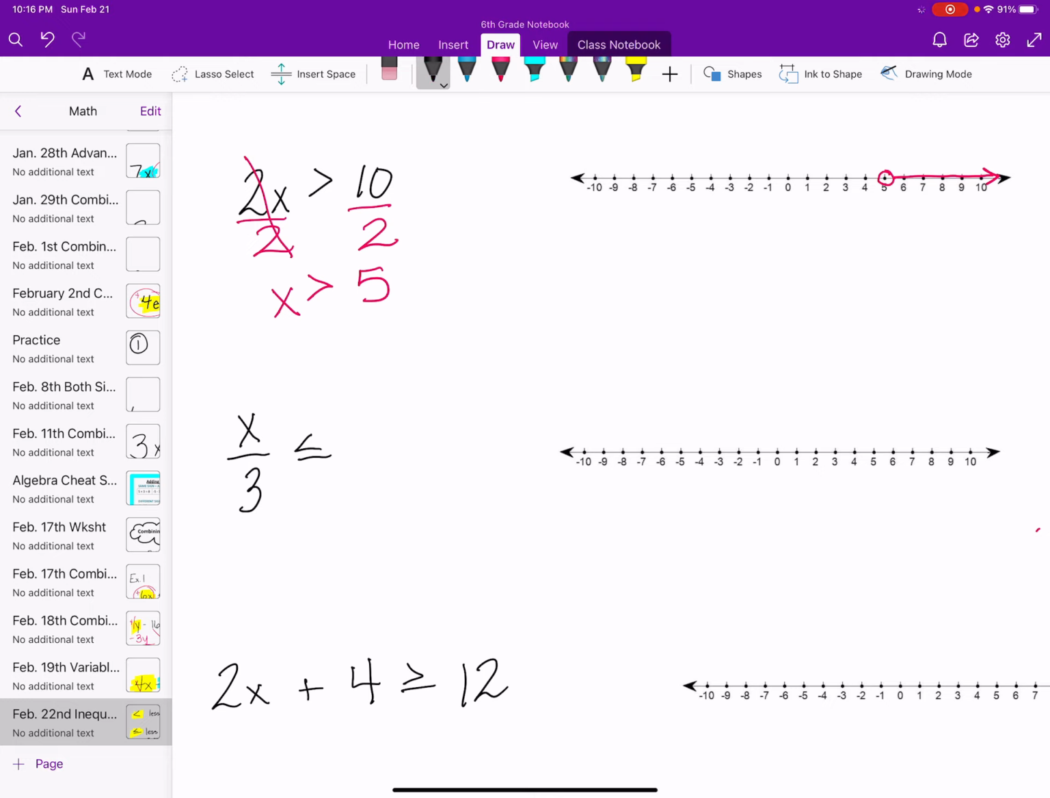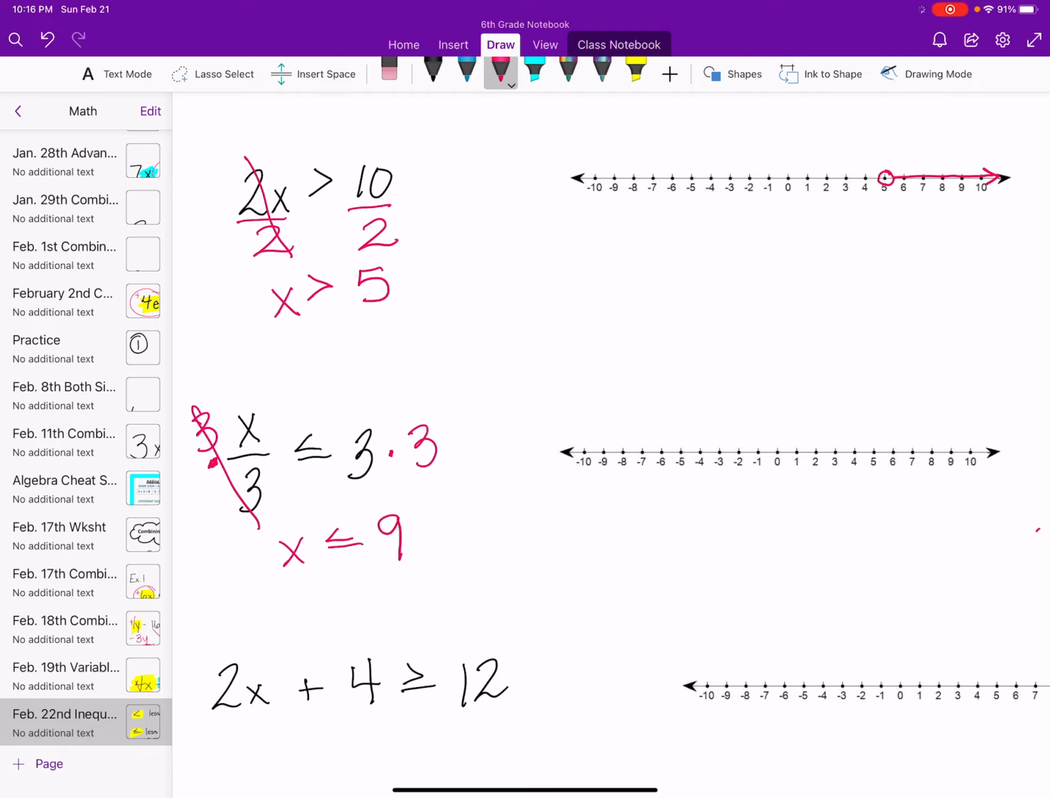Sorry, let's make this number 3 instead. My bad. Okay, what is the opposite of dividing by 3? Well, that would be multiplying by 3 on both sides. I multiply by 3 on both sides, and I get x is less than or equal to 9.